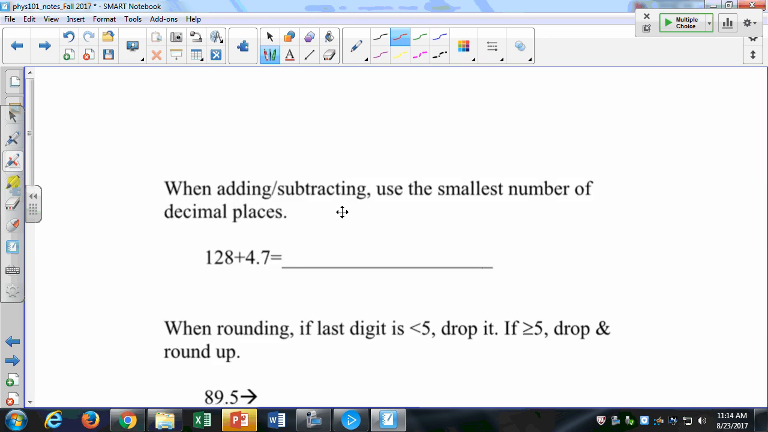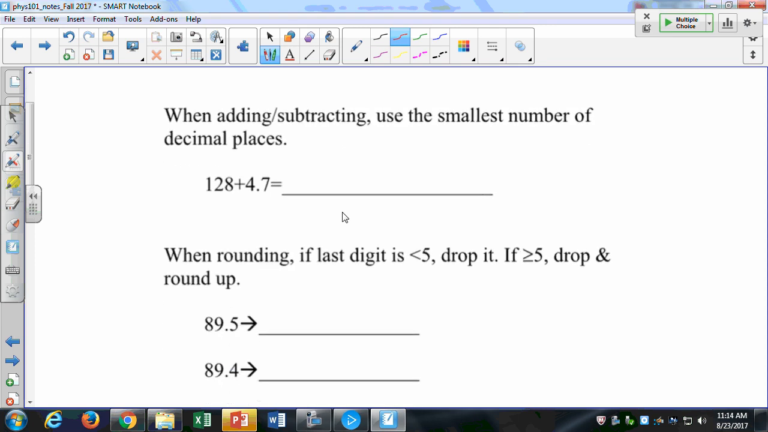That's when multiplying or dividing, you use the lowest number of sig figs. When you're adding or subtracting, use the smallest number of decimal places. When multiplying or dividing, use the lowest number of sig figs. When adding or subtracting, use the lowest number of decimal places.